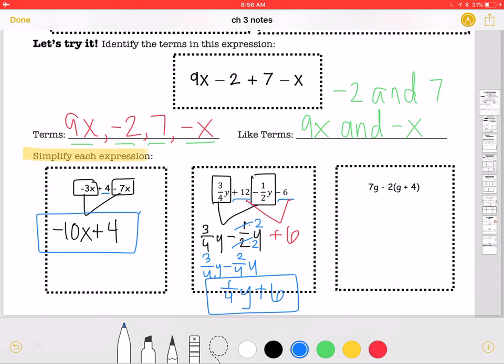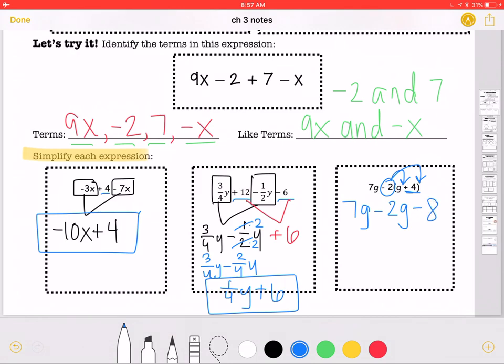All right, next. Now notice this one's a little different. I see parentheses. Whenever I see parentheses, I need to get rid of them first. The way to get rid of parentheses is to distribute. I'm going to distribute that -2. Remember, you keep the sign with the number out front. So I'm going to keep my 7g. And now let's do -2 times g. That gives me a -2g. What's a -2 times a positive 4? It'd be a -8.